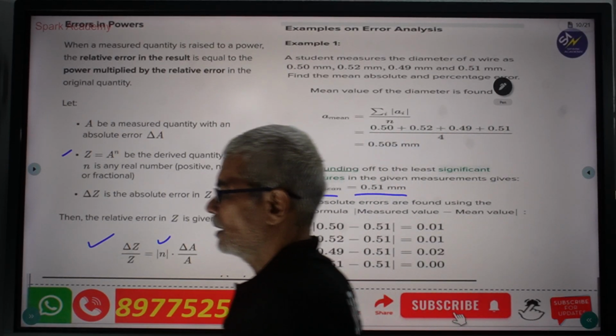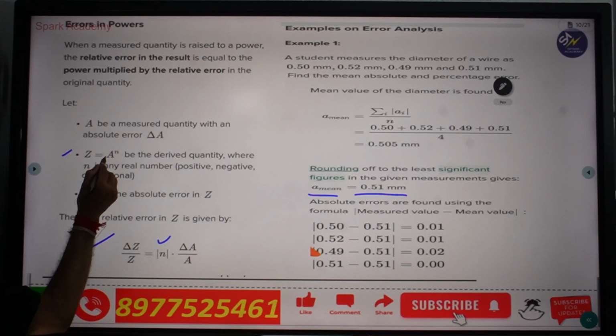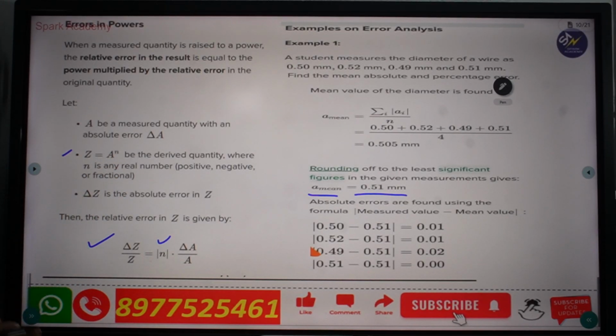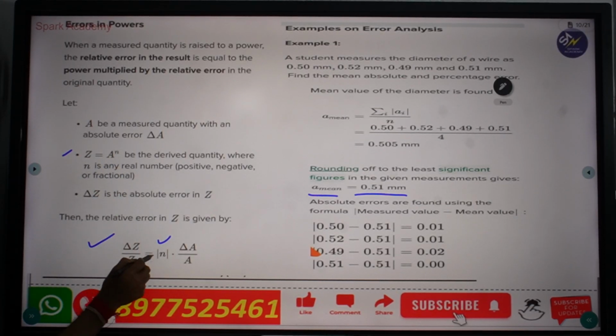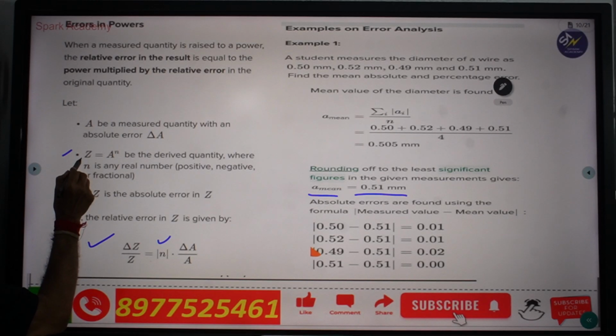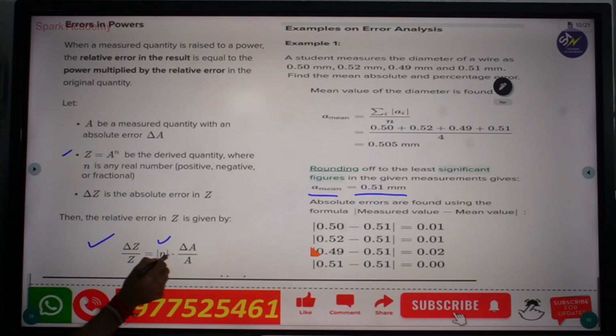Now, what are the error rules followed in power? Power means, suppose z is equal to a to the power n is given. There are two techniques. Either you apply log on both sides, or if any power is there, you multiply that power in front. So z is equal to a to the power of n, so del z by z is equal to n into del a by a. So this is how you should do it.